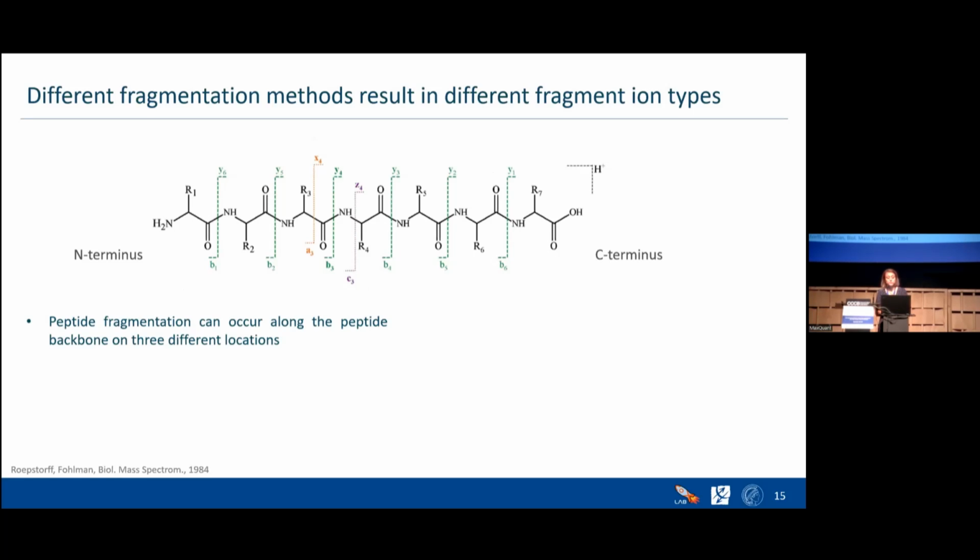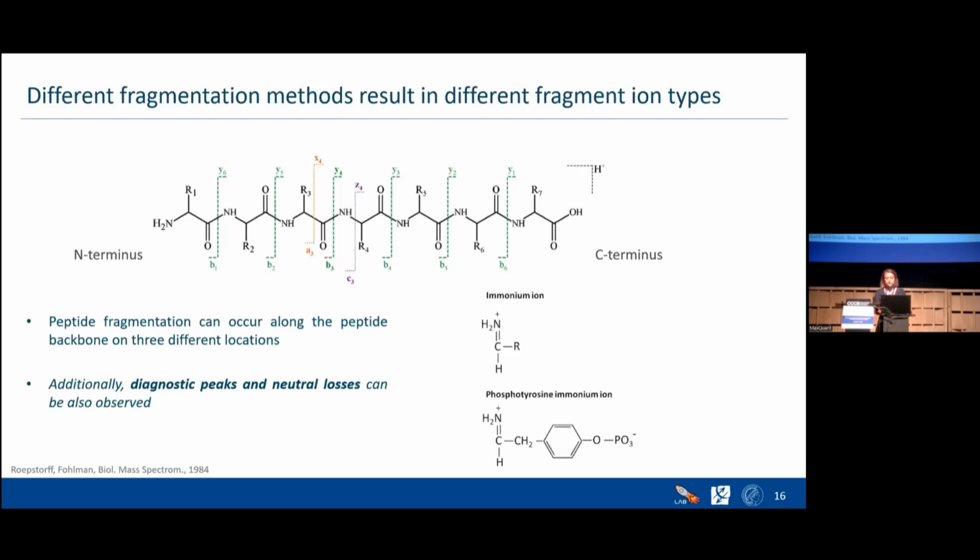Usually, on the green one, the peptide bond, we have B and Y ions. B ions are the fragment ions containing the N-terminus, and Y ions contain the C-terminus. But it might also happen one bond before, and then we have A and X ions. It could also happen one bond after, and then we have C and Z ions. So in theory, we have three different main fragment ion types.